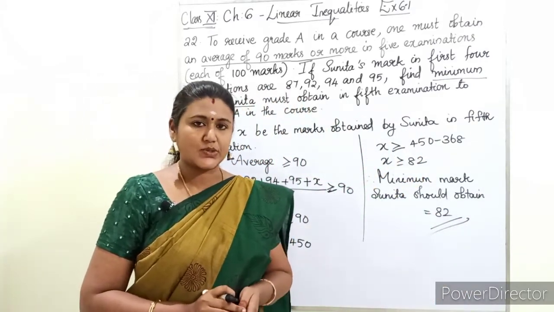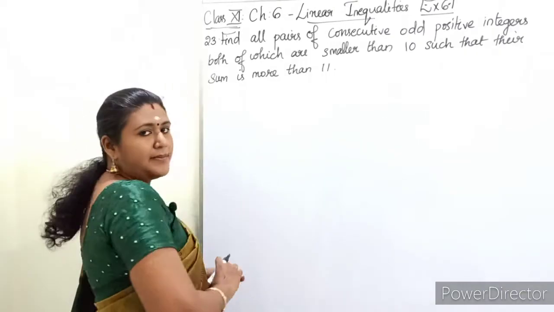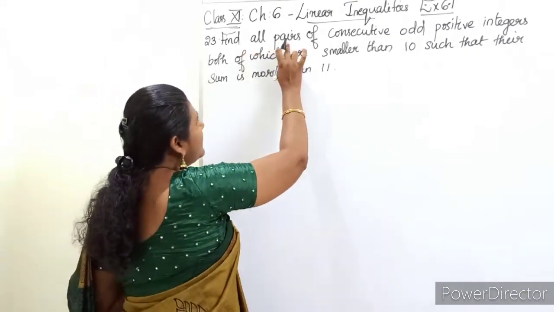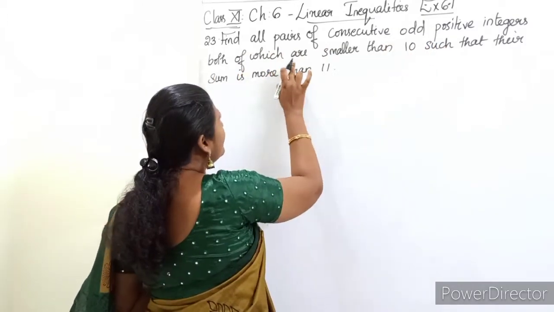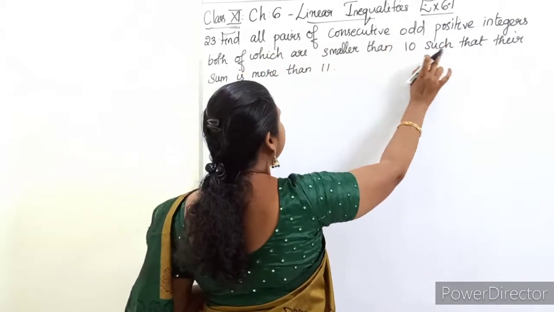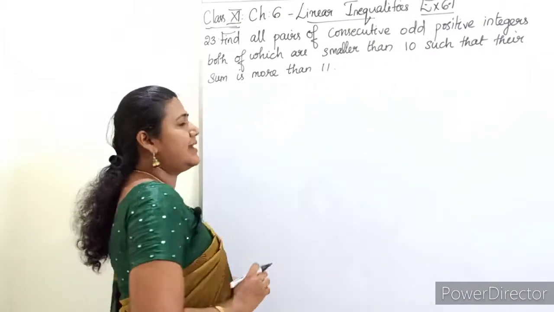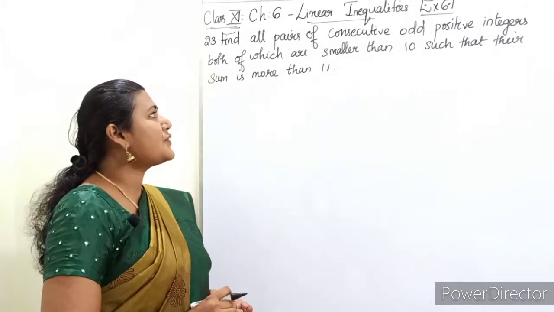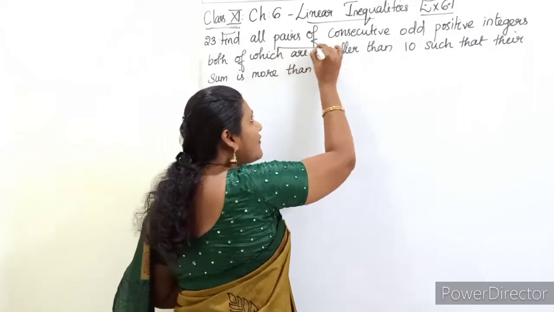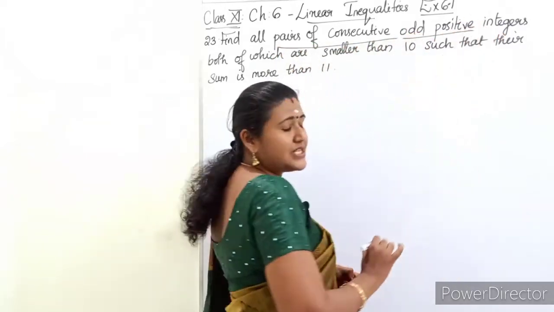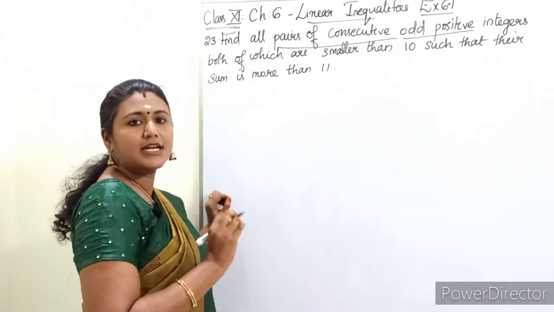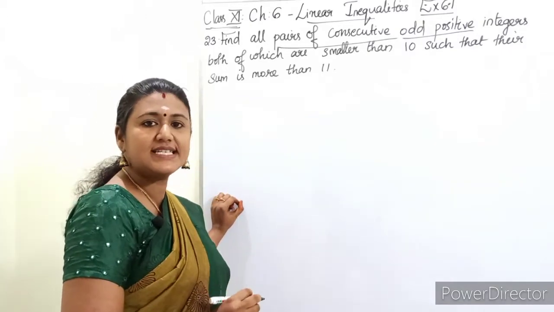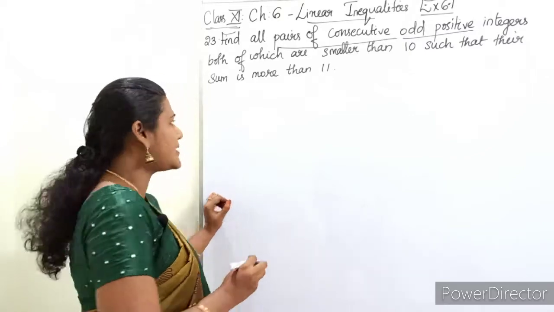Now we will see the next question. Question number 23. Find all pairs of consecutive odd positive integers, both of which are smaller than 10, such that their sum is more than 11. So here what we have to find? We have to find pairs of consecutive odd positive integers. So we will take the consecutive odd positive integers as X and X plus 2.